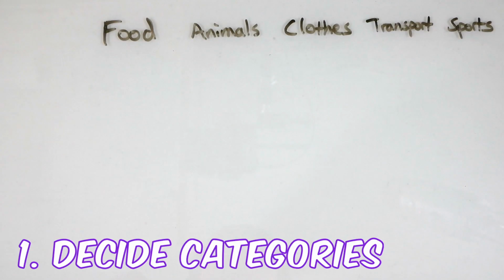First, you need to decide on some categories. The best ones are food, animals and clothes. Any category with lots of words in it is fine, but you can choose what you want to target. We're also going to add transport and sports. About 5 categories is best, but you can have more.